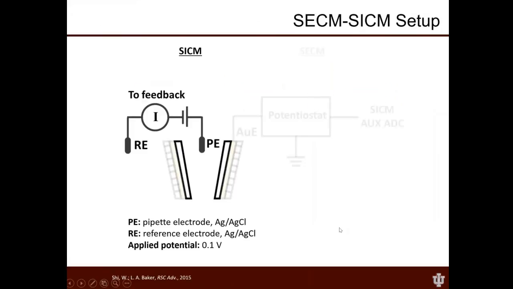Okay, so how do we hook this up in an SECM-SICM setup? So the first thing we do is we hook up essentially the SICM part.